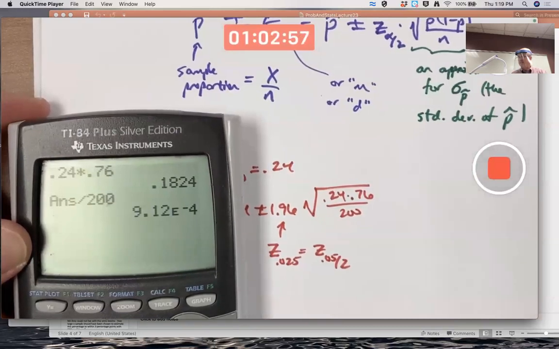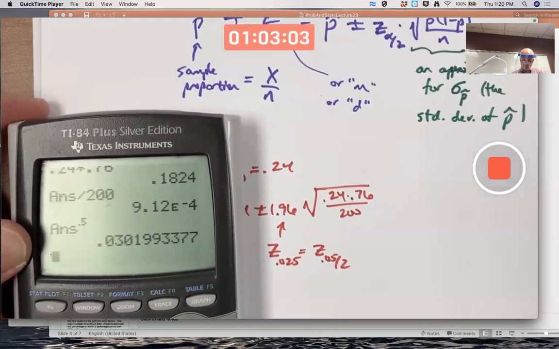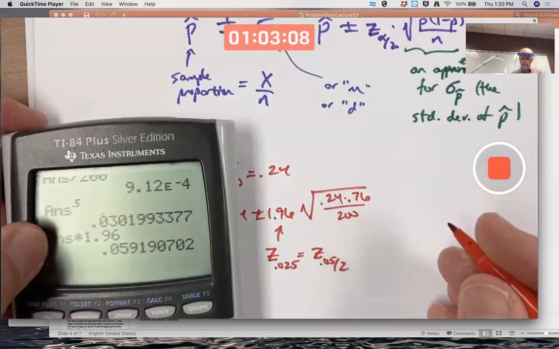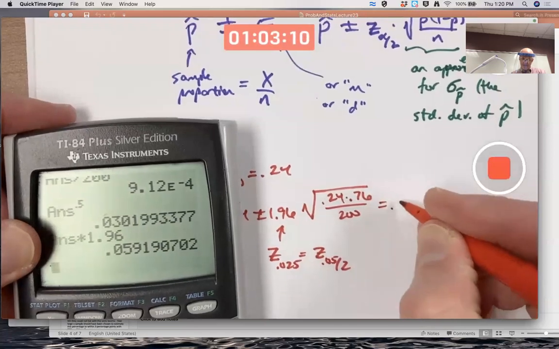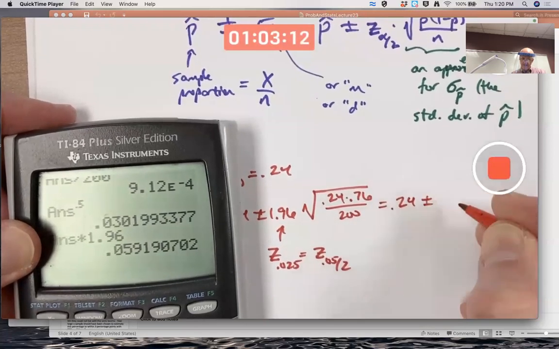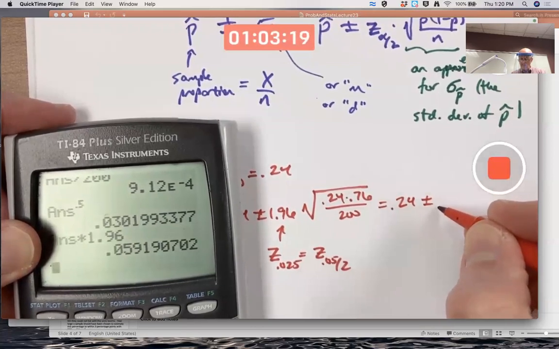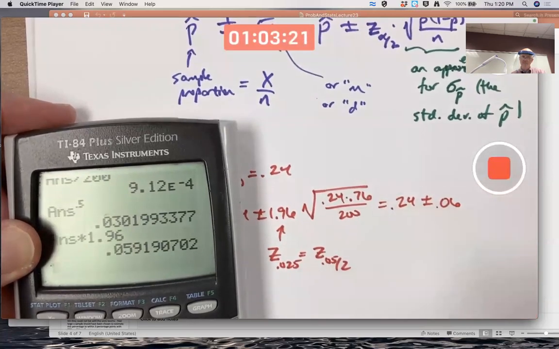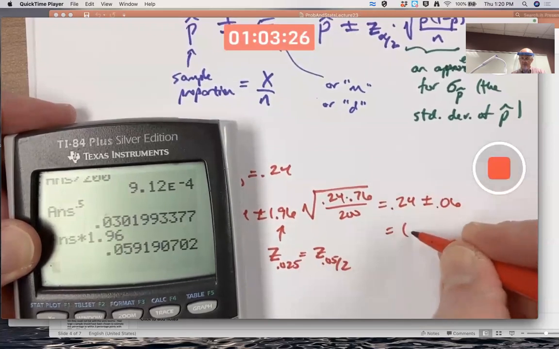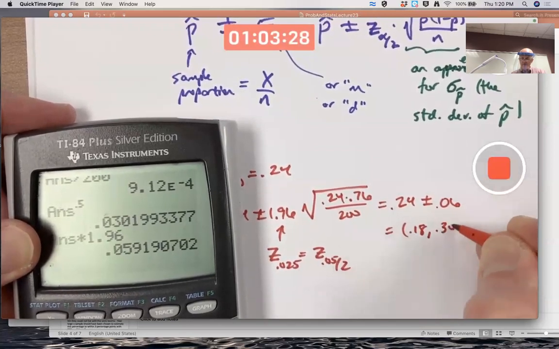Oftentimes, the thing under the square root does end up being a pretty small number. Take its square root, it's still small, but not as small. Multiply by 1.96. Looks like our confidence interval in plus or minus notation is 0.24 plus or minus about 0.06. And if I am thinking about significant digits, I should probably keep the same number here. In interval notation, you could write 0.18 to 0.30.